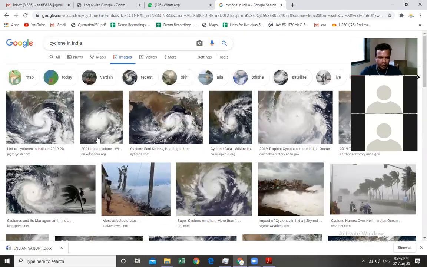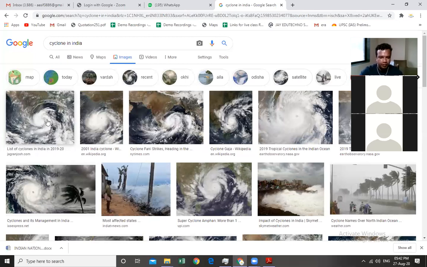So here you can see an image of the cyclone. In the middle region there is a low pressure and in the surrounding region there is the high pressure. So high pressure belts are created at the surrounding region and low pressure belts are created at the middle part of the air pressure, right?